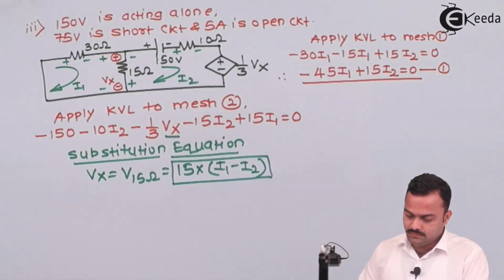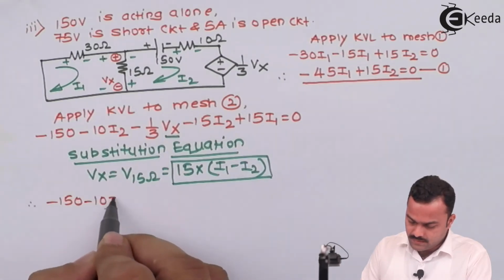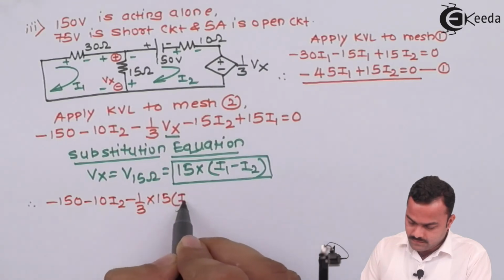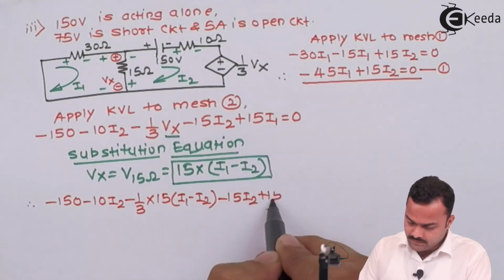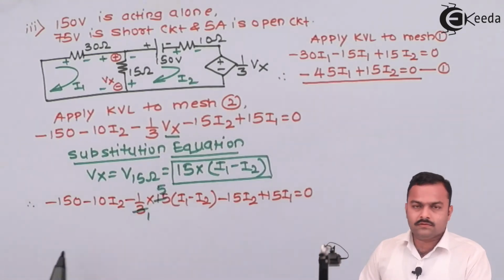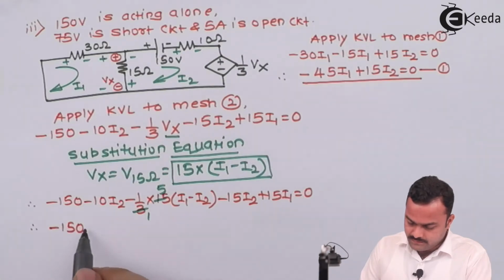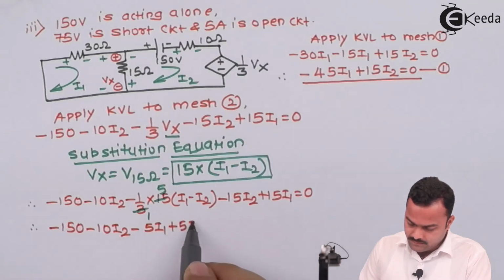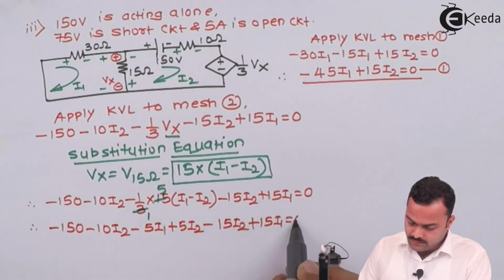So if I substitute over here, we will get minus 150 minus 10 I2 minus 1 by 3 into 15 (I1 minus I2) minus 15 I2 plus 15 I1 equal to 0. So 3 5s are 15. After simplification, we will get minus 150 minus 10 I2 minus 5 I1 plus 5 I2 minus 15 I2 plus 15 I1 equal to 0.